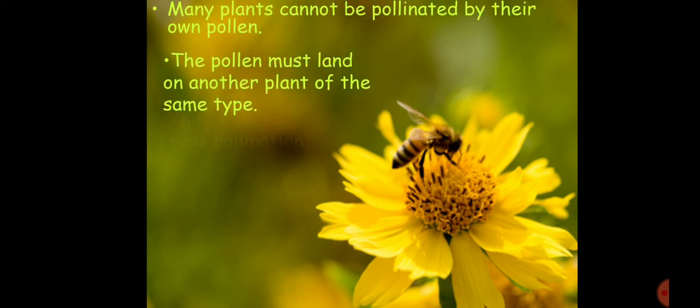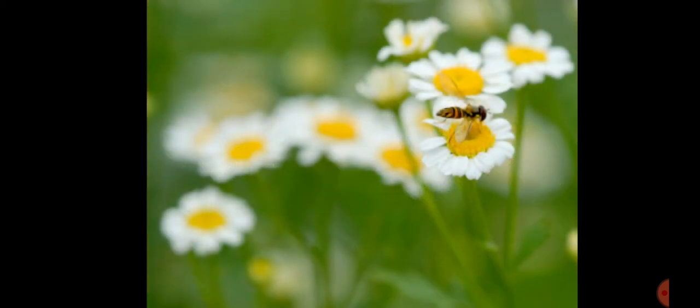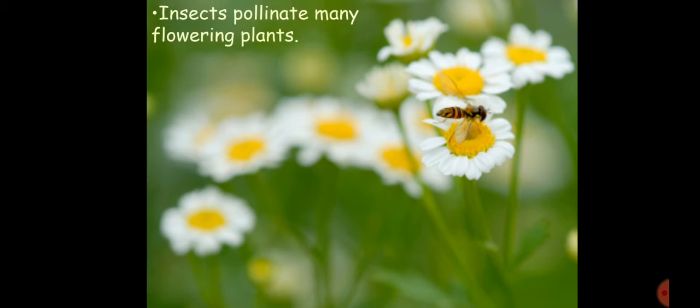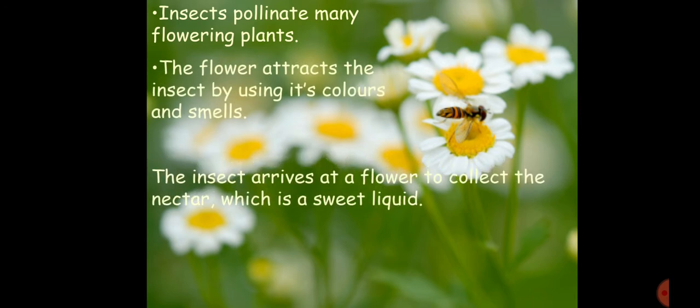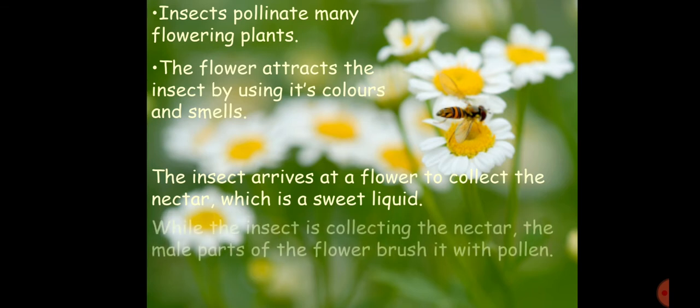Many plants cannot be pollinated by their own pollen. The pollen must land on another plant of the same type. This is called the pollination. Insects pollinate many flowering plants. The flower attracts the insect by using its colors and smells. The insect arrives at the flower to collect the nectar, which is a sweet liquid.